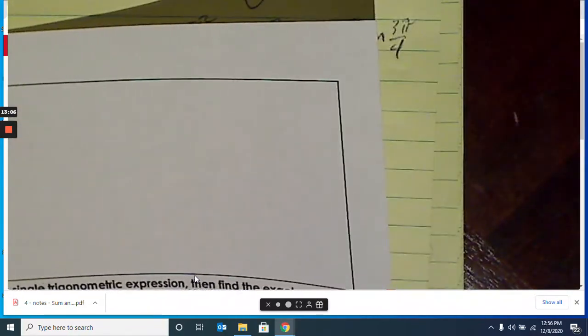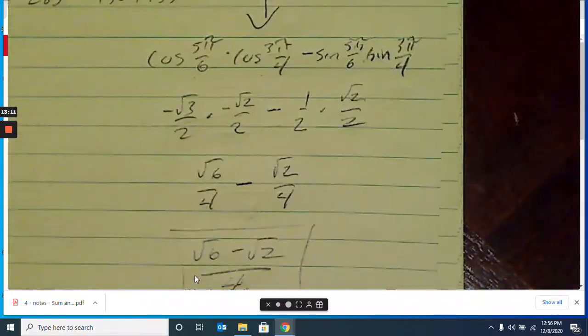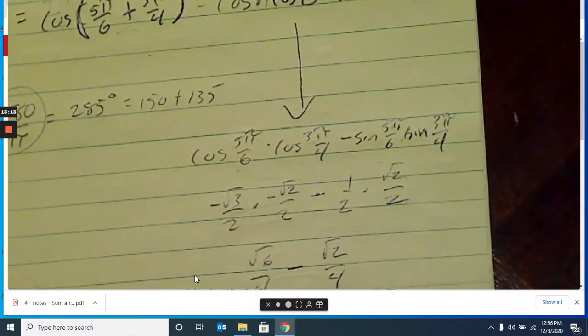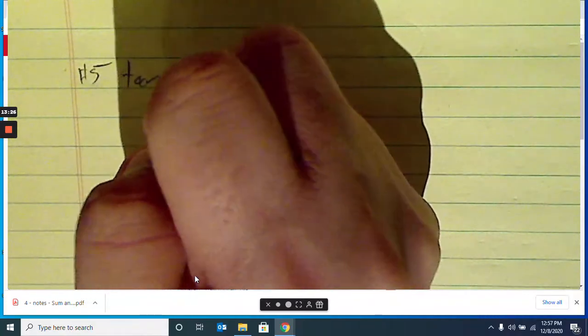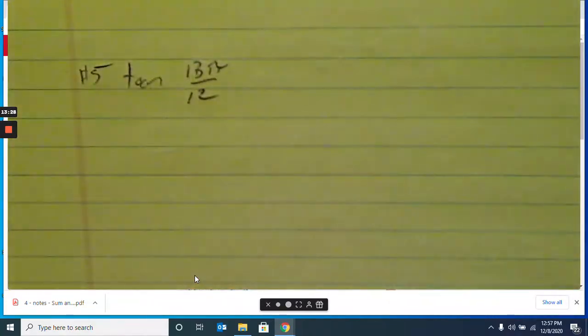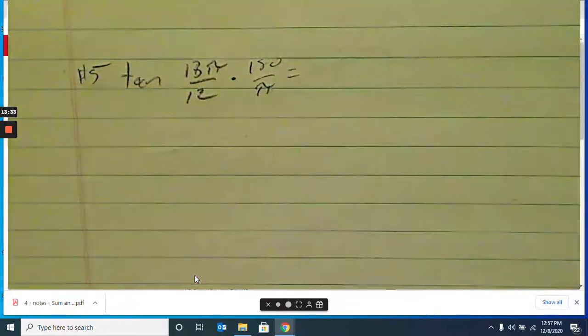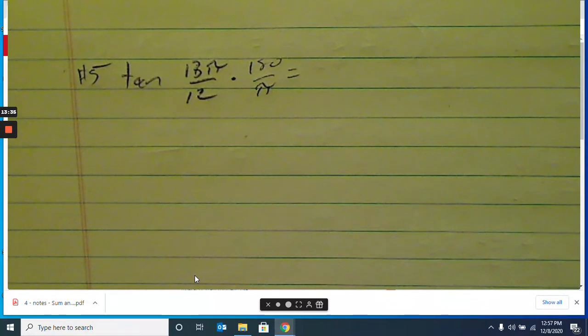Now, tangent, let me go back to tangent over here. Tangent is very similar, and I'll do one for tangent so you can see it. This is number 5. So the tangent of 13 pi over 12. And again, I'm going to do the same thing I did a minute ago. If I do 180 over pi to convert it to degrees, to be able to do this a little bit easier. So 13 times 180 divided by 12 looks like 195 degrees.